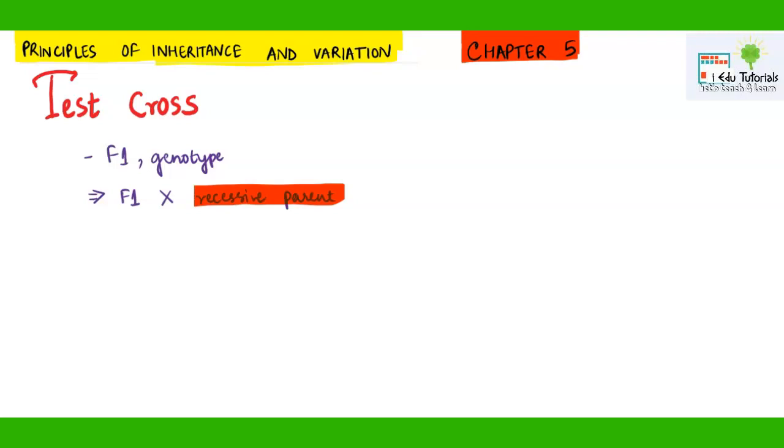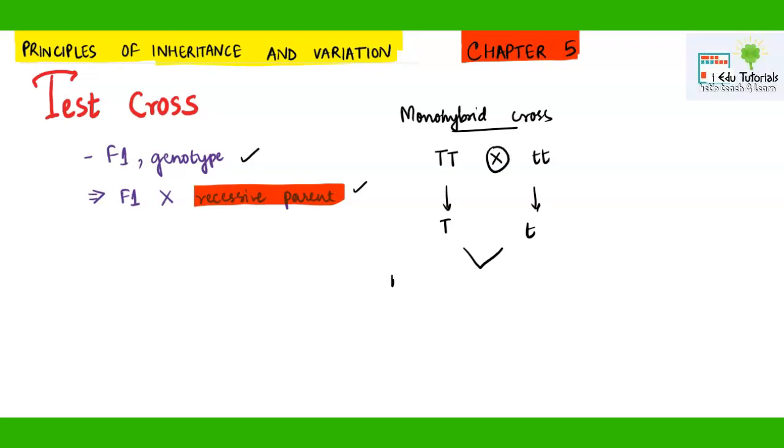Now test cross is applied both on the monohybrid and the dihybrid. First we will see its application in the case of monohybrid cross. Of course, these two objectives will be the same in the monohybrid and the dihybrid. Suppose we have taken plant height as the character. One parent is homozygous dominant and another parent is homozygous recessive. These are the gametes and this is the F1 individual, which is capital T, small t. Of course, its phenotype will be tall.